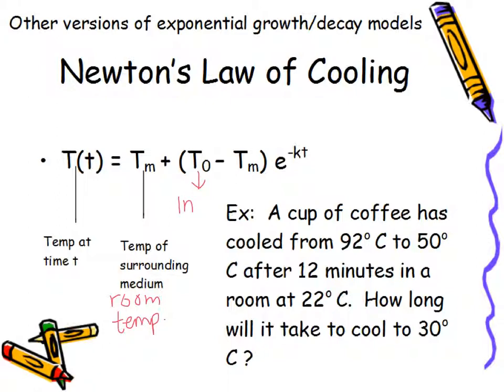T sub O we've talked about is always your initial. Anytime it's sub O, it's initial temperature, in this case. Minus T sub m, same thing, room temperature. e is just a number, to the negative kt. k is a constant that has to do with whatever item is cooling. If it's pizza or water, or in our example, it's going to be coffee. And then t is the time that it takes.